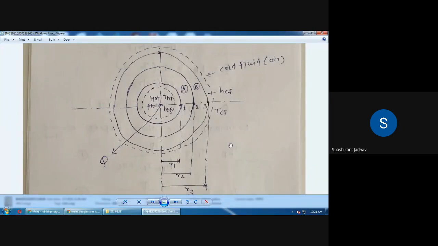Did you understand the meaning of this diagram? At center there is a hot fluid and at the surrounding there is a cold fluid. So from the hot fluid to cold fluid heat transfer takes place.